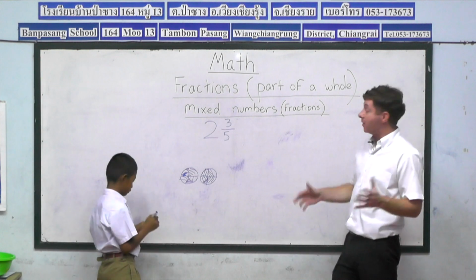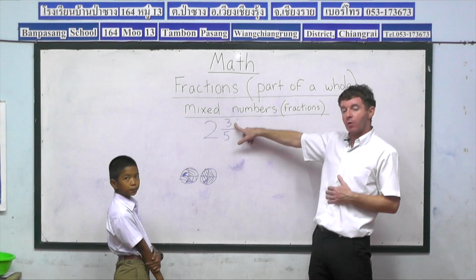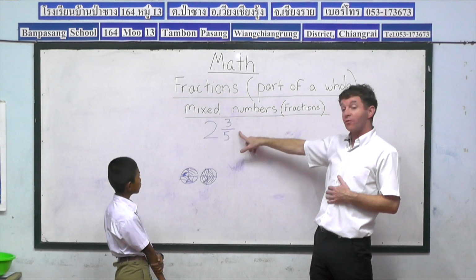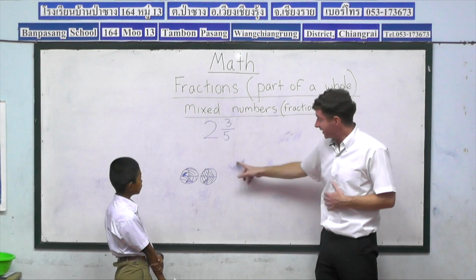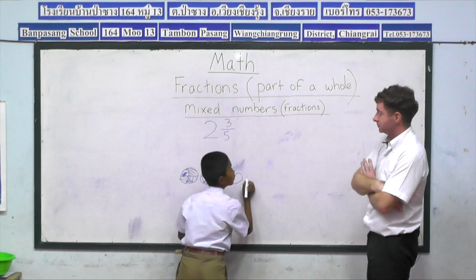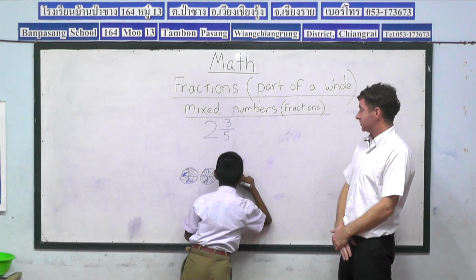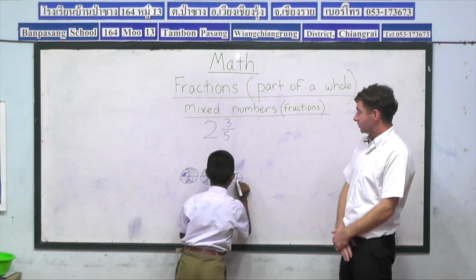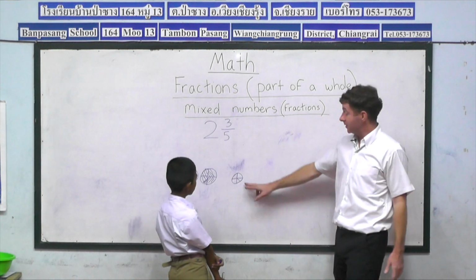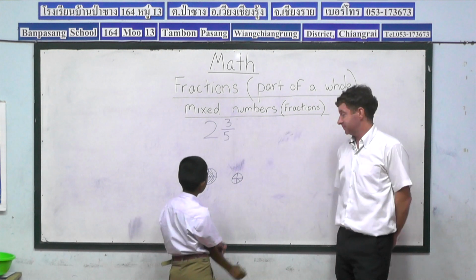Okay, so now we have our two wholes. But now we need our fraction. And what's our fraction, guys? 3/5. So let's have another circle with five parts. So again, cut it into five parts. 1, 2, 3, 4, 5. And this time, with the fraction, how many parts do we need in blue? 3.